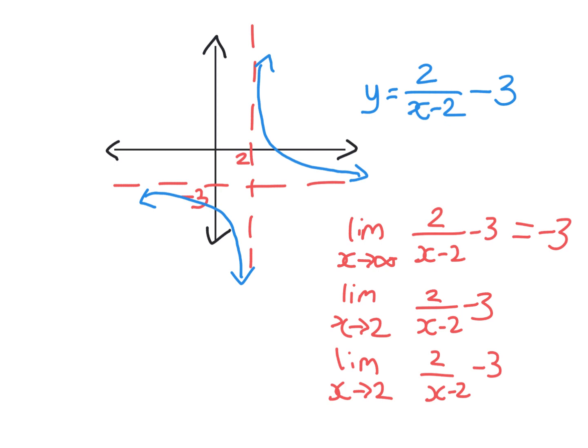So we write it like this: as x approaches 2 from the positive or the right, the function is getting closer and closer to infinity. And similarly, as x approaches 2 from the left, so that's what that negative means, this function is getting closer and closer to negative infinity.